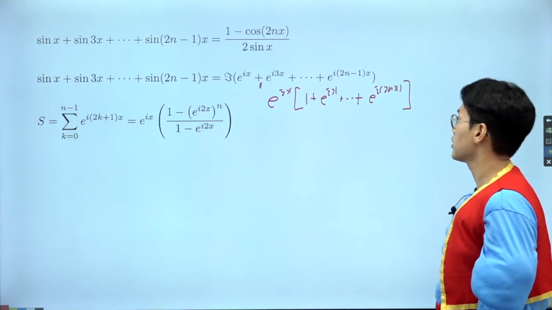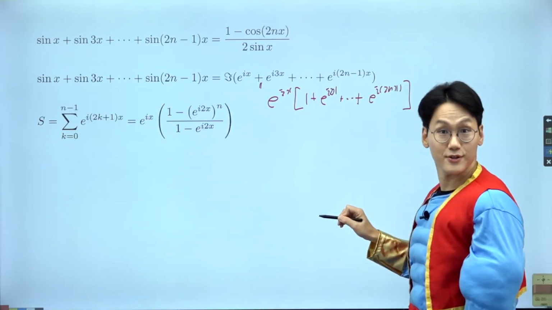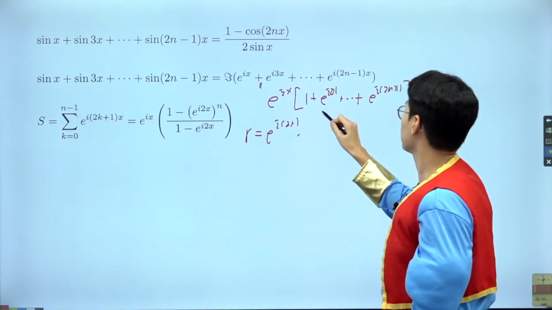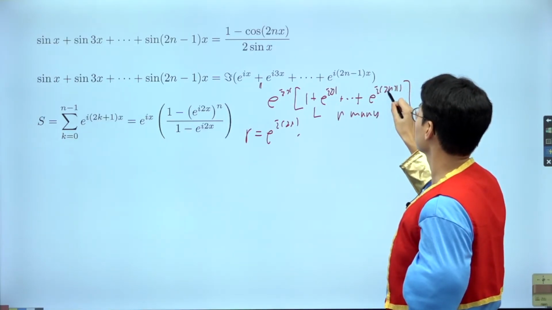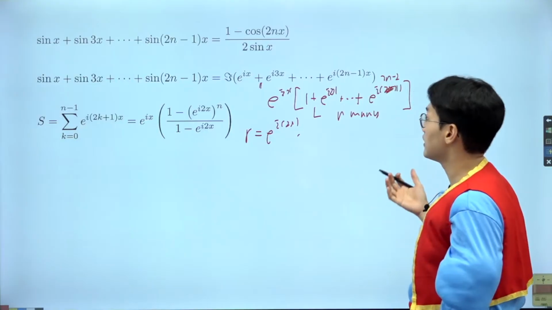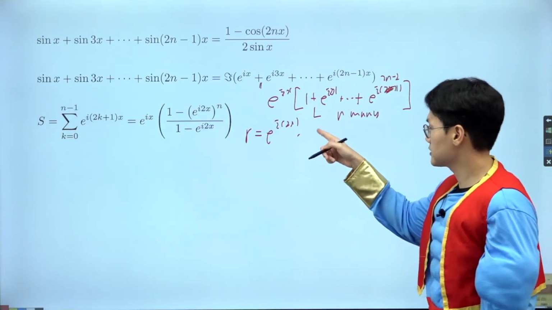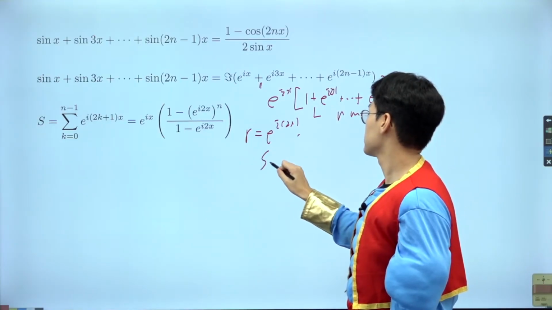With the common ratio of, it's going to be 2x. So the common ratio here is e to the power of i2x. And I got n many terms here. Oh, oops, sorry, it's supposed to be 2n minus 2. So I got n many terms, starting from the 0th to the (n minus 1)th term. So this is the geometric series of n many terms.